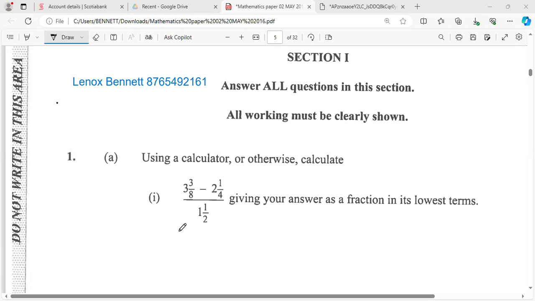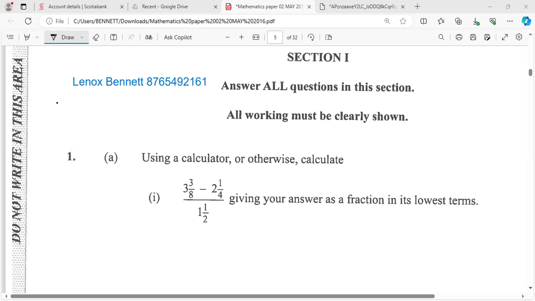Alright, so this is another past paper question number 1. It says using the calculator or otherwise, calculate 3 and 3/8 minus 2 and a quarter, divided by 1.5. Give your answer as a fraction in its lowest terms.